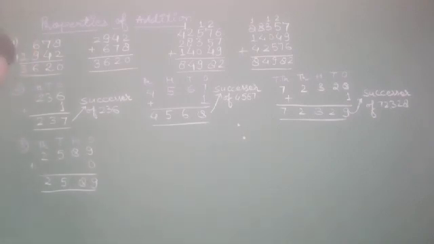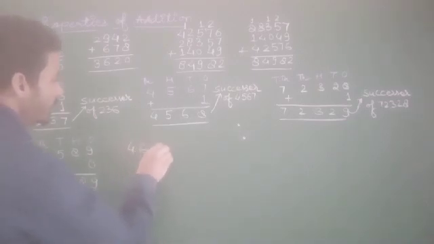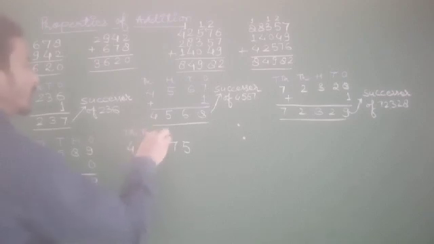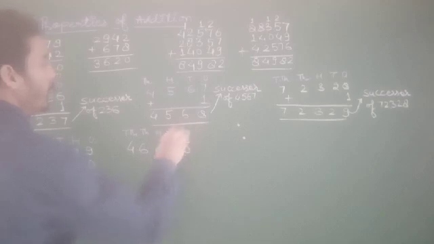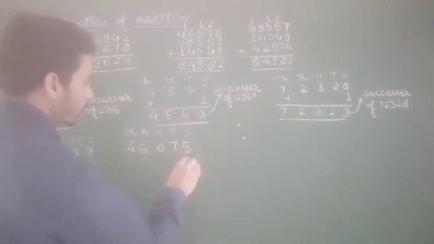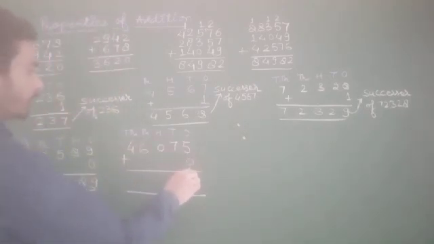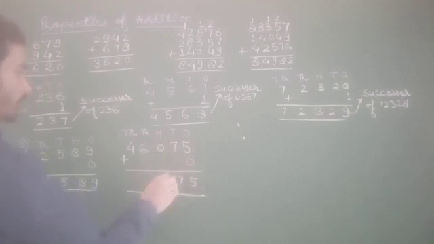Okay, now come to the next example, that is 46,075. 46,075, and that is ten thousands, thousands, hundreds, tens and ones. When 0 is added to a number, the sum is the number itself. Okay, so 5 plus 0 is 5, 7 plus 0 is 7, 0 plus 0 is 0, 6 plus 0 is 6 and 4 plus 0 is 4. That is 46,075. Okay, so you can see here that when 0 is added to a number, the sum is the number itself.